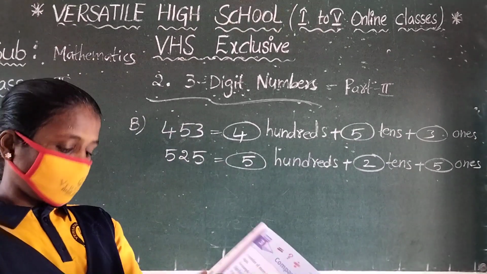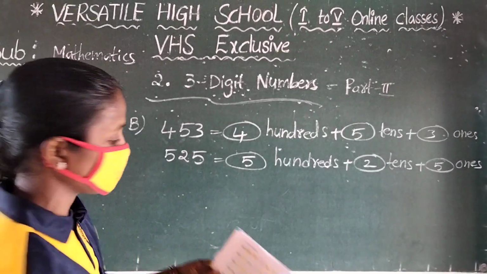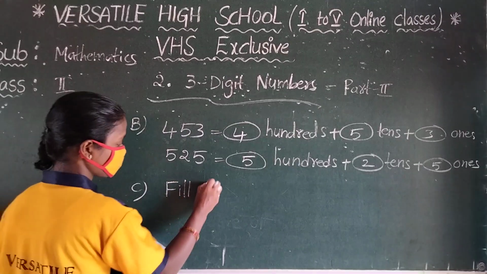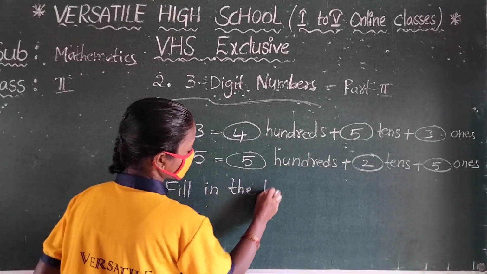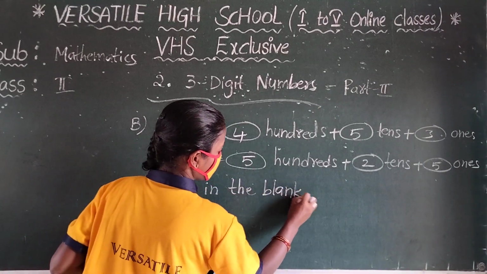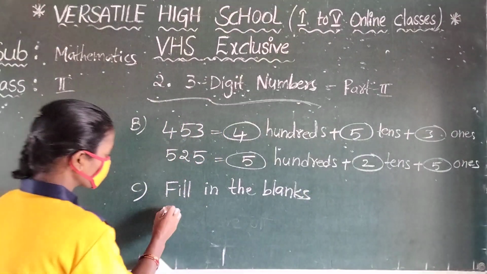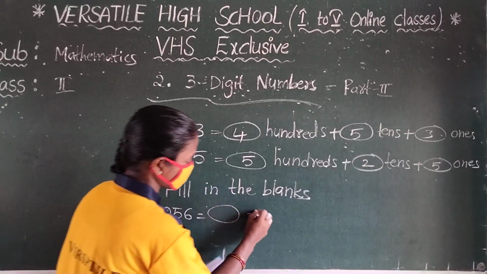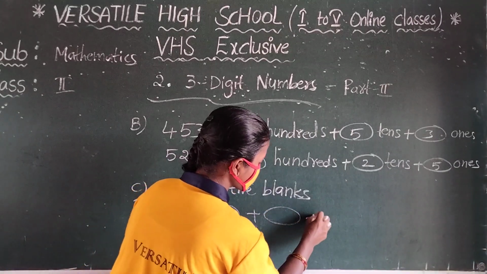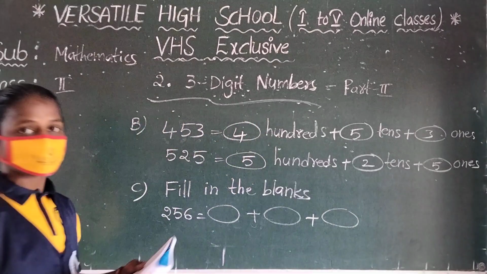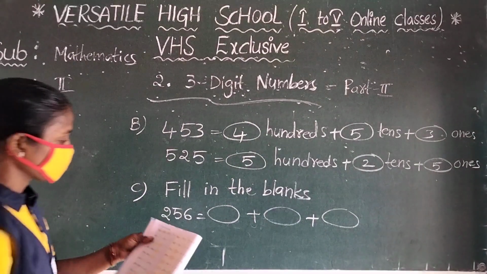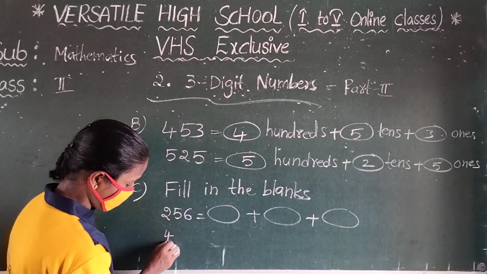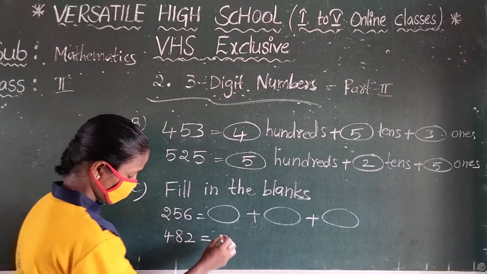Now children, we are going to page 20. Fill in the boxes. See the bit, what is that? Fill in the blanks. Clearly observe, children. The first one is 256. Here the boxes are given. This is also called the expanded form. So observe that 256, and the second one is giving us 482.